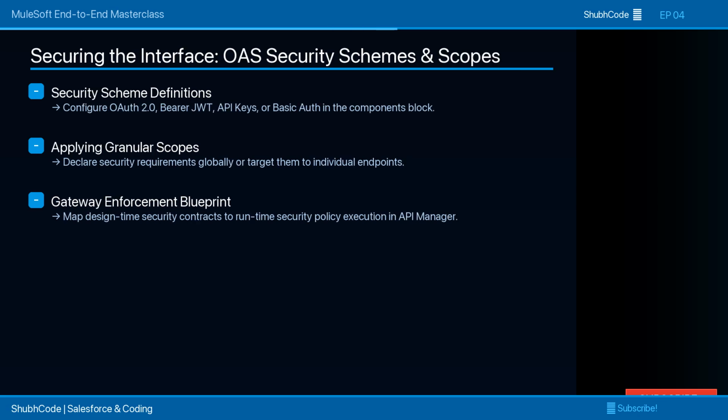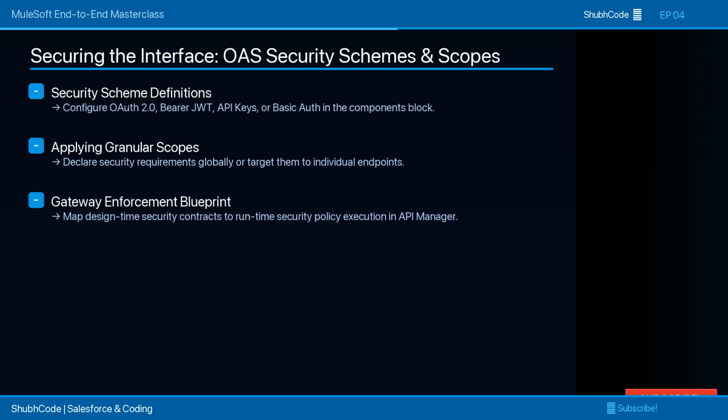Now let us talk about securing our endpoints. An unsecured API is an open invitation for a data breach. OAS 3.0 handles security beautifully via the components/security schemes block and the global or operation level security array. You can define various types of security, including basic authentication, bearer JWT, API keys, or OAuth 2.0.